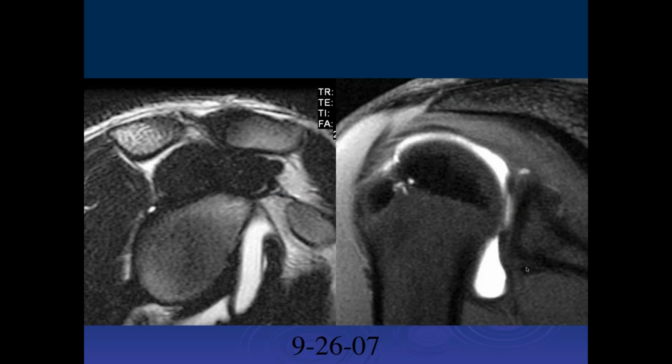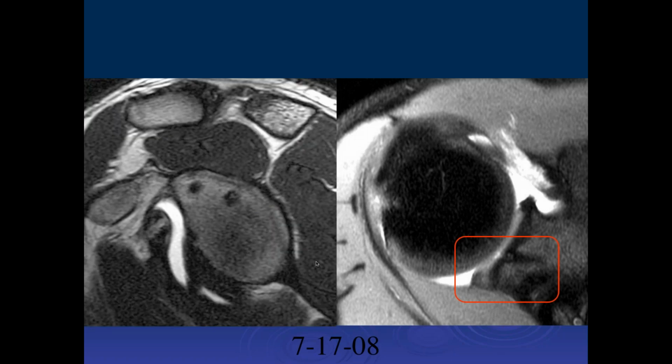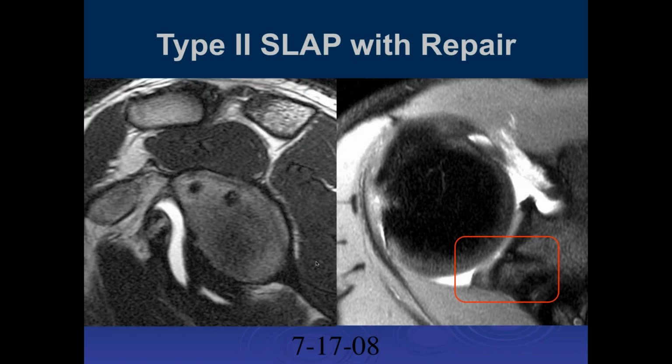Okay, so this is 9/26/07, and now the patient came back on 7/17/08. Right, so it's a year later. I'm still seeing signal in the superior labrum, but have they had surgery? Okay, so here's a suture anchor defect right here. So this patient's had a SLAP repair, a superior labral repair, in those two locations. And there we can see the two suture anchors on the sagittal. So that's a repair of the SLAP injury.